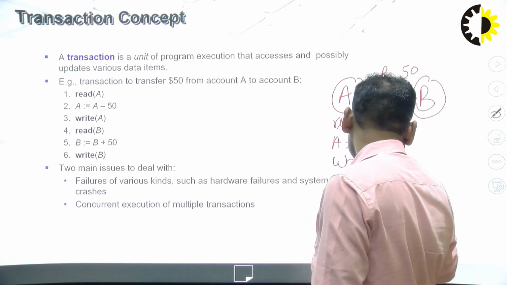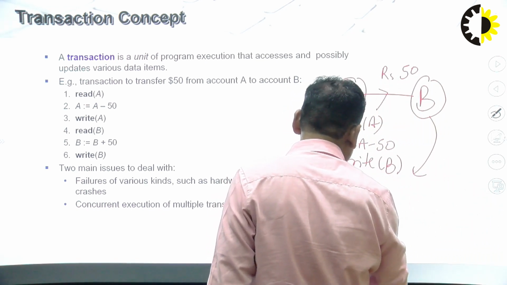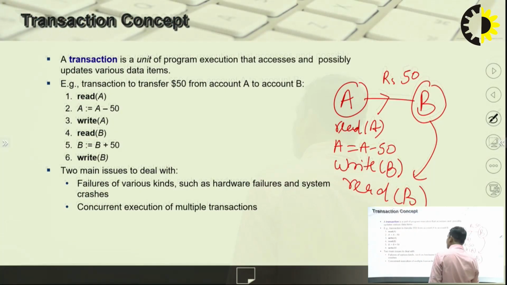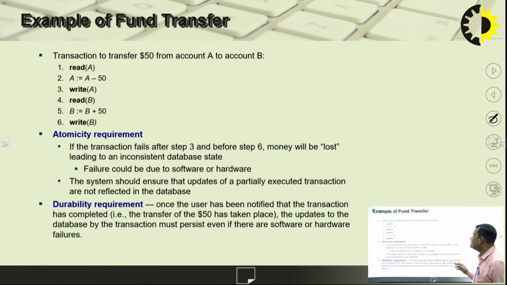Next, the account is B: read B, then the operation B equals B plus 50, and write B. This concept is known as a transaction. A transaction can face issues such as failures, various kinds of hardware problems, system crashes, and concurrent execution of multiple transactions. So the transaction transfers 50 from account A: read A, A equals A minus 50, write A, then read B, B equals B plus 50, and write B.